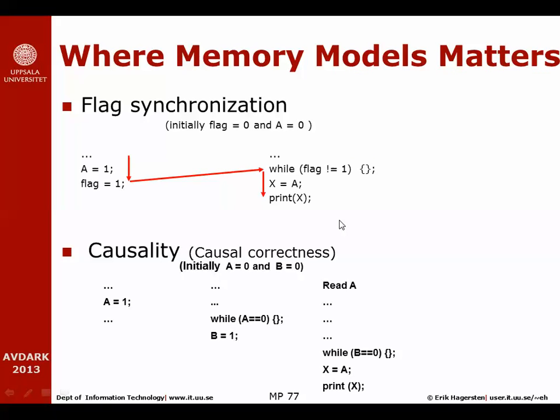Causality is slightly more complicated, so let's remind ourselves what's going on here. There are three threads involved. One is writing. Its write is observed by somebody else. After that, that thread performs a write, which is observed by somebody else, and after that it tries to read the value that was written way up here. So I ask the same question: given total store order, what will get printed?